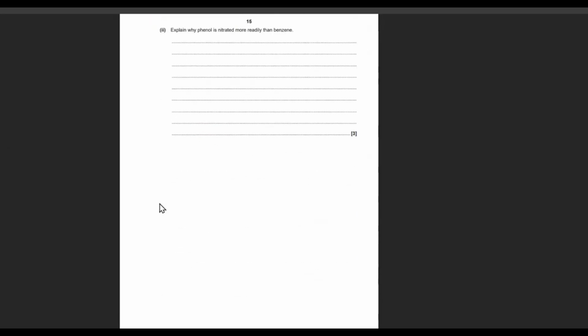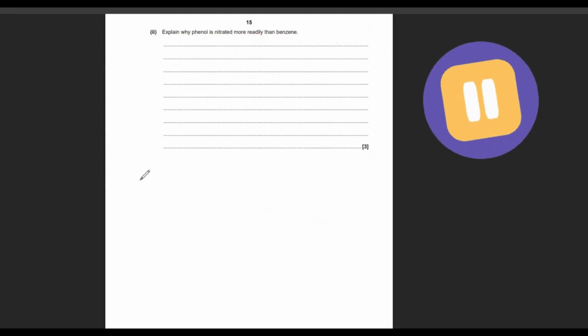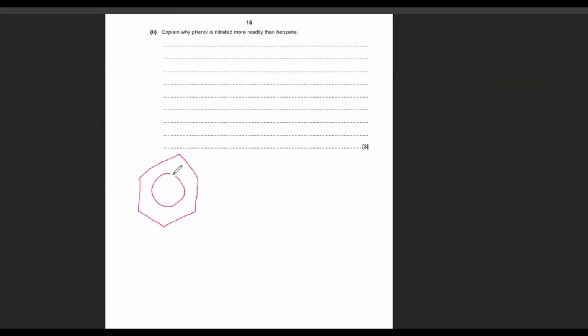All right, we're going to move on to the next part of this question. So we're looking at Part 2. Explain why phenol is nitrated more readily than benzene. Grab your pen, paper, pause the video, have a go. It's worth 3 marks. Try and make 3 points. All right, I'm going to go through the answers now. So unpause and watch this.